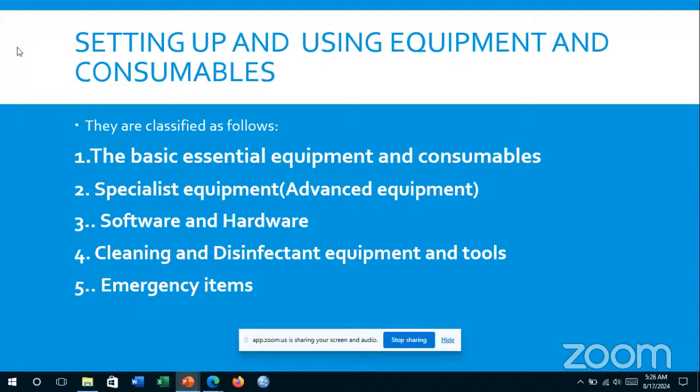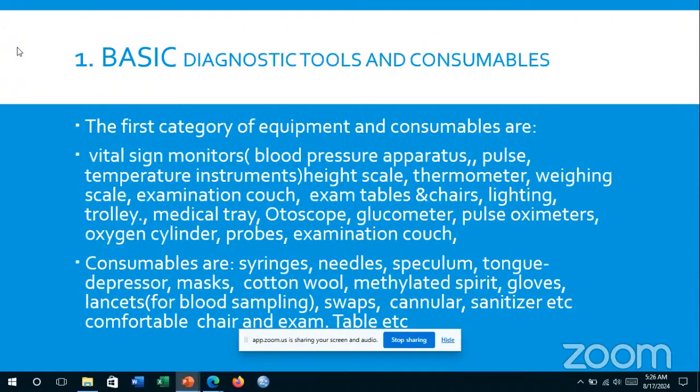So to talk about the basic diagnostic tools and consumables, this first category of equipment, they are the vital signs monitors. They are the consumables and the equipment that are very cheap, not expensive, but must be available in all our clinics. Such are eye chart, thermometer, weighing scale, examination couch, exam table and chairs, lighting, trolley, medical tray, otoscope. To mention all of them, there are plenty.